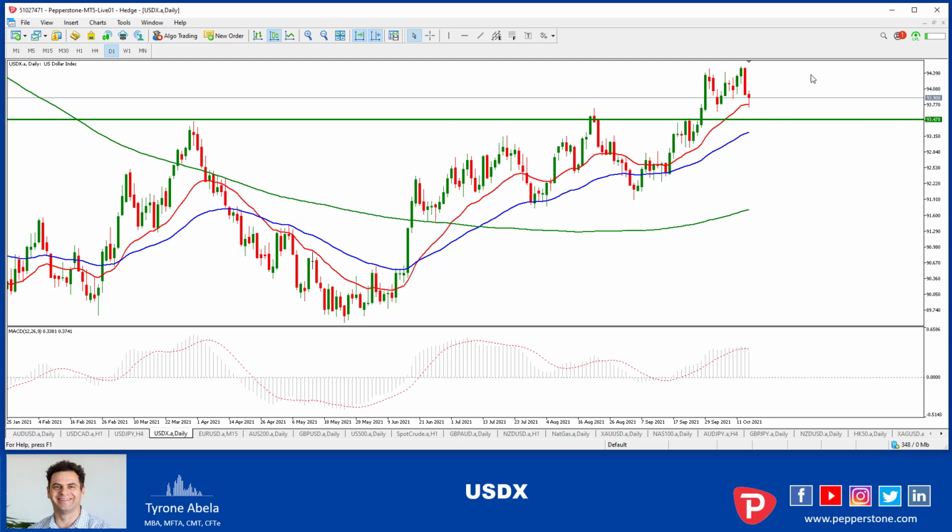I still think it's definitely long from a longer-term standpoint, on higher highs and higher lows on the daily. So I wouldn't be looking at shorting it anytime soon because it hasn't done anything to warrant that. But you need to go to the smaller time frames to look for it to be able to continue back up into the 94.50 area.